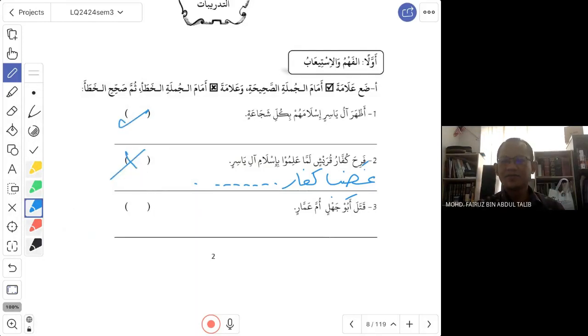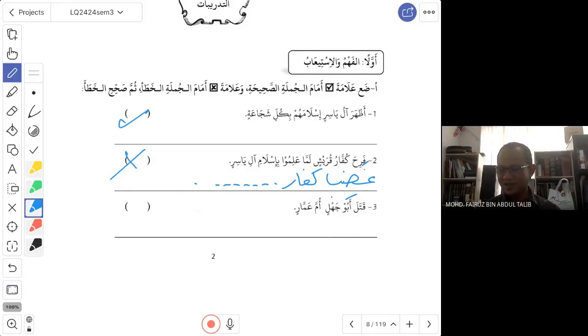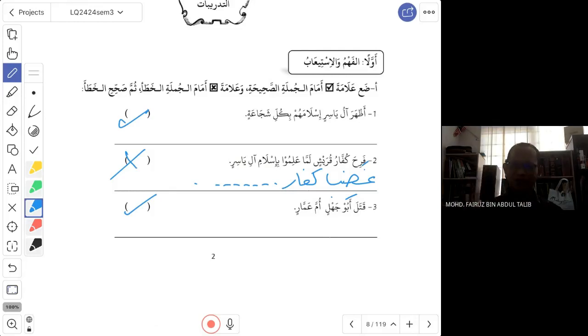Sahih or not? Sahih. Qatala, na'am. So Abu Jahl killed Ammar's mother. Killed, be harbah, with the dagger. Na'am. So qatala.